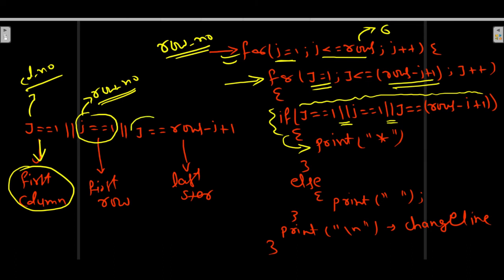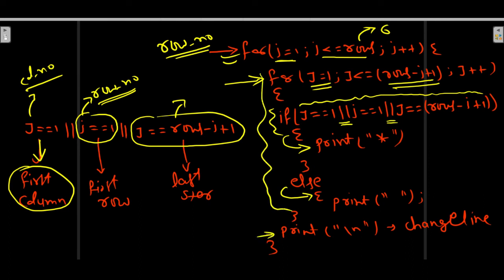And what is this checking? This is checking if we are at the last star position. I showed you in the last lecture, last page, right? So in that case we need to print 1 star. And if these conditions are not true, in that case we have to print a space. After this for loop is over, we need to change the line. So this is the pseudo code for it.